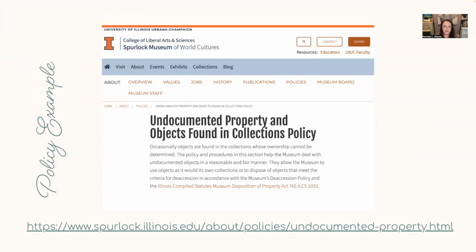For policy examples, the University of Illinois Urbana-Champaign, the Spurlock Museum of World Cultures. Go check out their policy. It is pretty thorough, and it does a great job of referencing, in this case, the state of Illinois' abandoned property law. So you'll get a sense of how to reference applicable state law and then build policy on that foundation, specifically for undocumented property or otherwise found in collection kind of stuff.